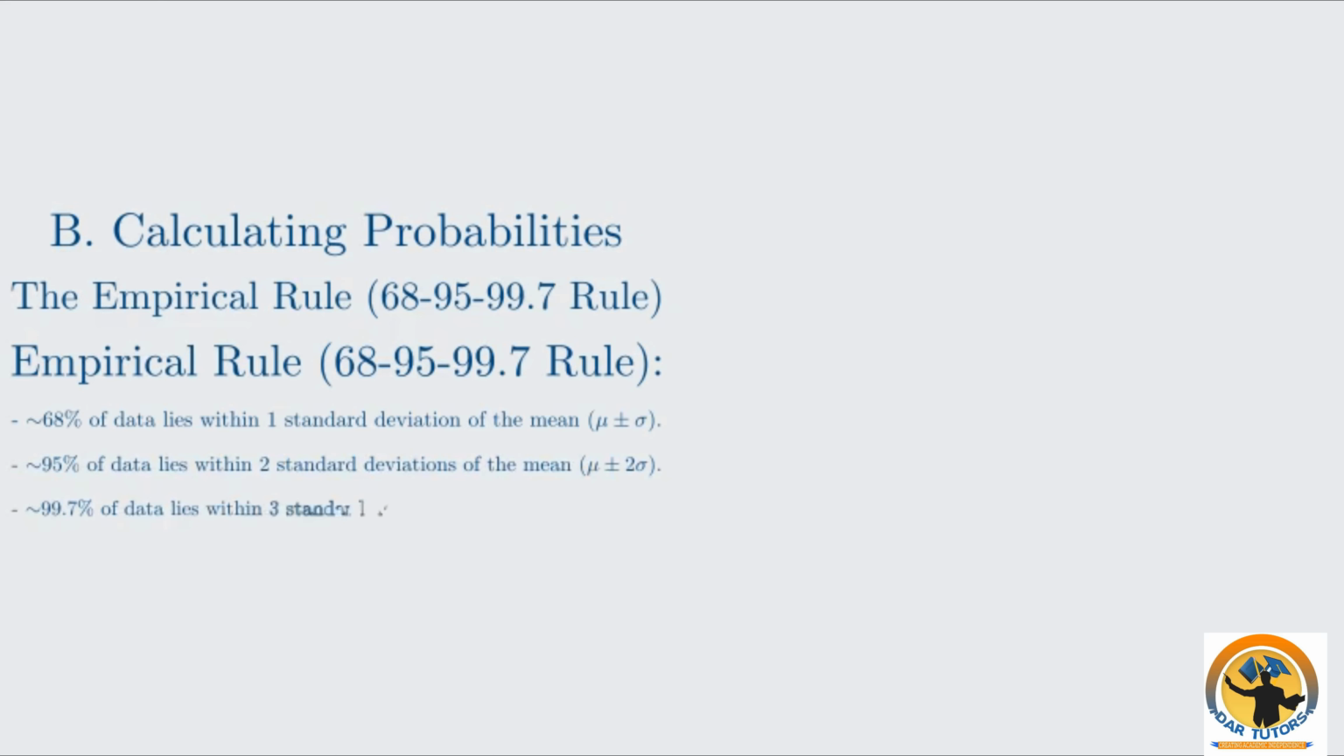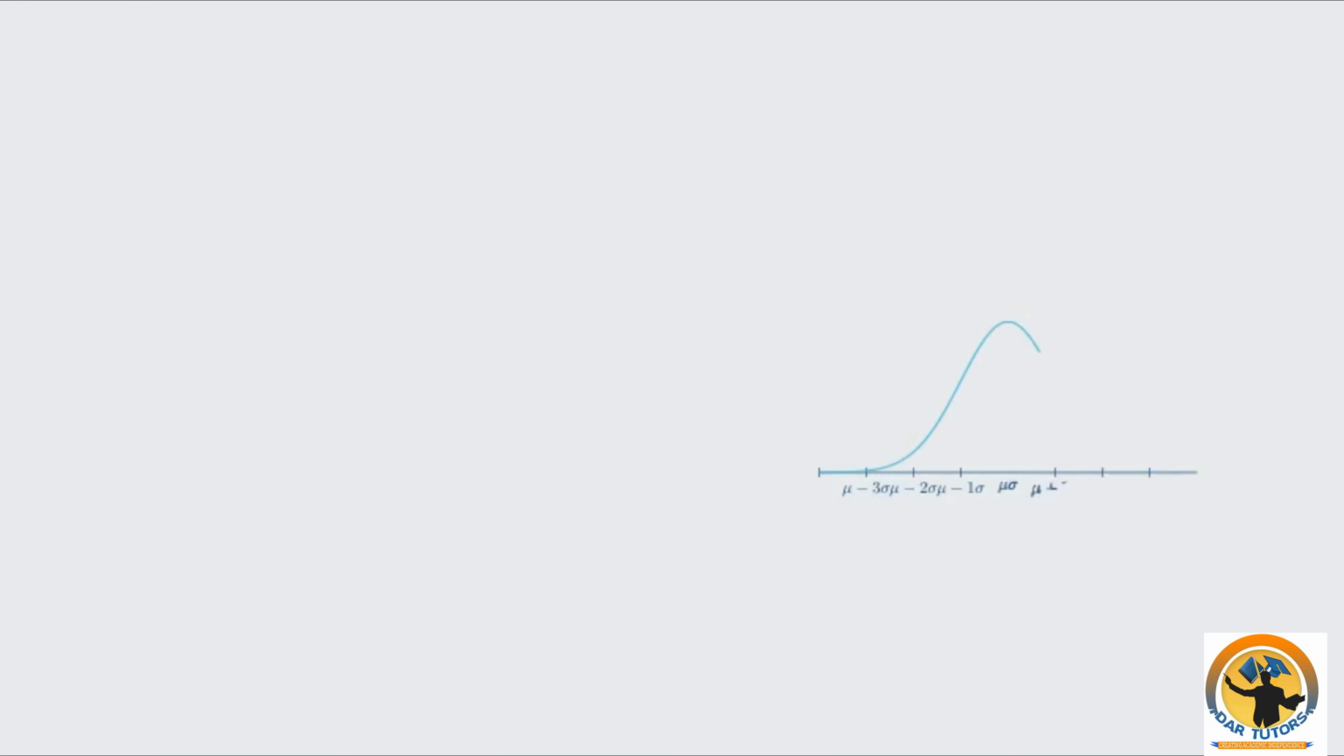Approximately 95% of the data lies within two standard deviations of the mean. And approximately 99.7% of the data lies within three standard deviations of the mean. This means almost all data for a normal distribution falls within three standard deviations of the mean. Let's break this down into smaller specific areas under the curve.